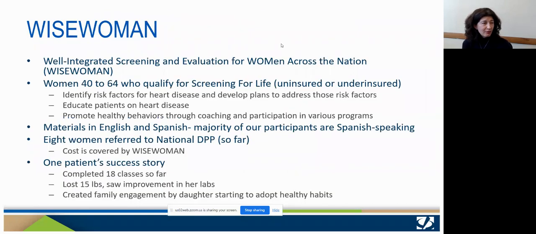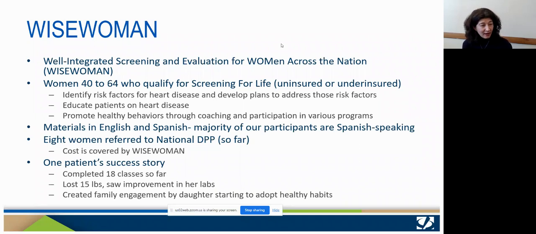So for those of you not familiar, Wise Woman stands for the Well Integrated Screening and Evaluation for Women Across the Nation program. This is a program that's open to women aged 40 to 64 who qualify for screening for life, meaning that they're either uninsured or underinsured. The program helps them identify their risk factors for heart disease and then develop plans along with their clinicians to address those risk factors through visits with their provider, labs, things like that.